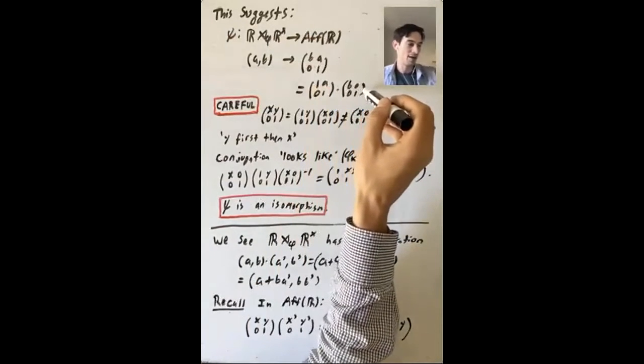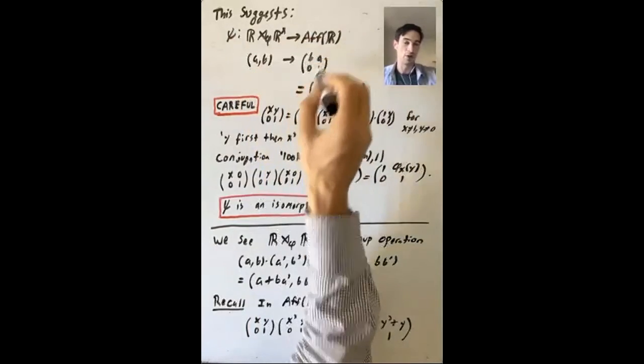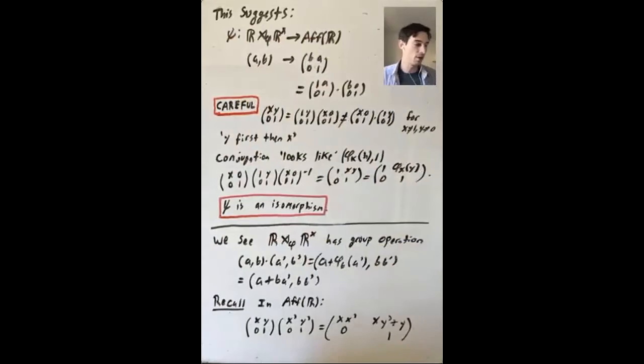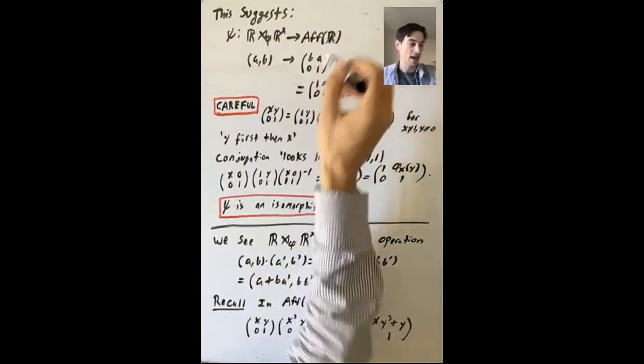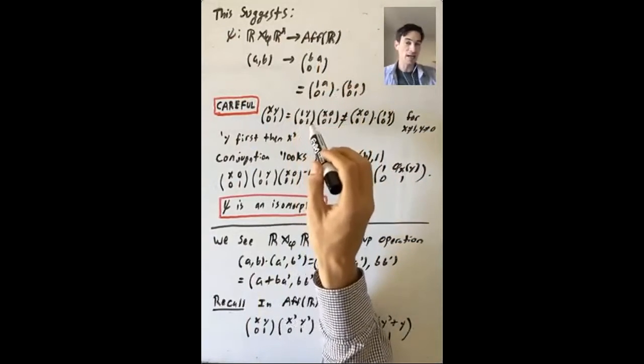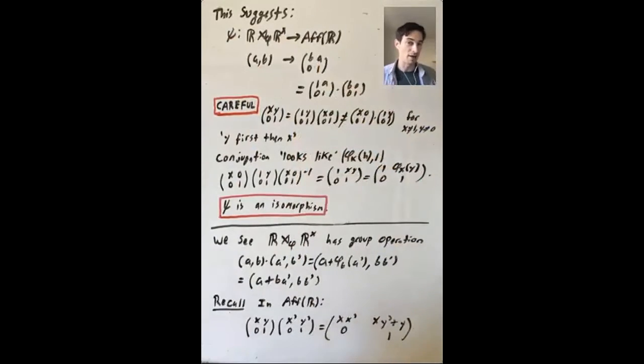That should go here. So really, the pair AB should go to the matrix BA01. That's the key thing to remember. And really to emphasize this, be careful. If you have a matrix in the affine group, you can write it as something in H times something in K, but the order very much matters, right?